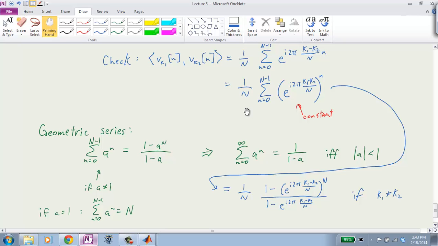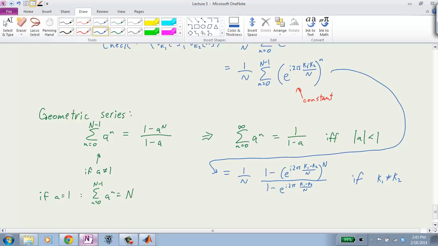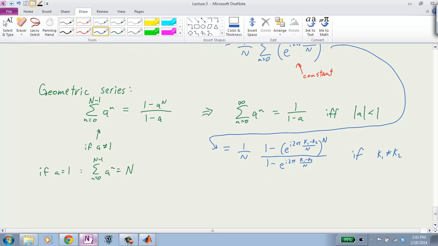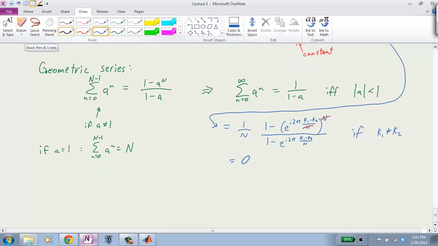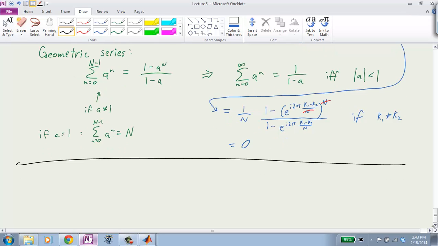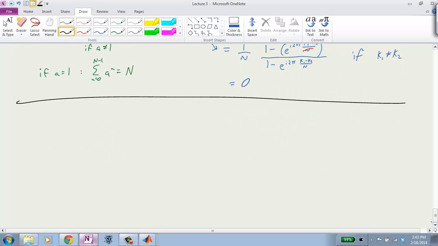So they are normal, right? If k1 doesn't equal k2, then we have this formula. And notice that the n's cancel. And also notice that e to the I 2 pi times an integer is always 1. Okay, so it's 1 minus 1 equals 0. So orthonormal. Okay. So now we know these sets of signals are orthonormal. Why did that matter? Well, because notice now I'm going to justify the Fourier series equations.